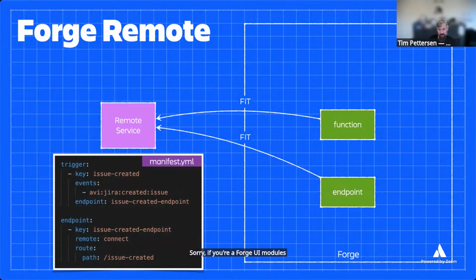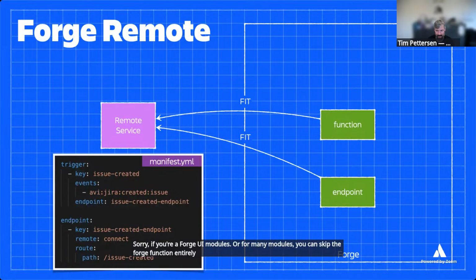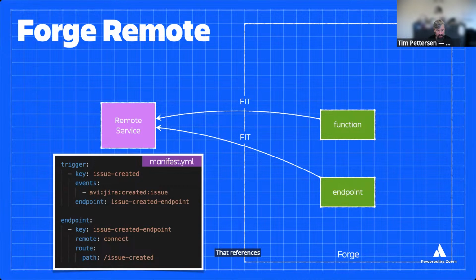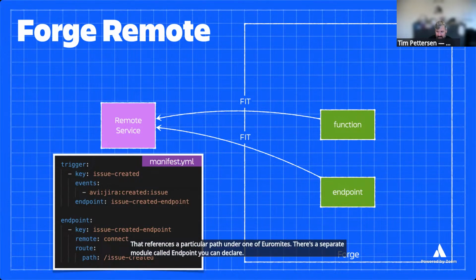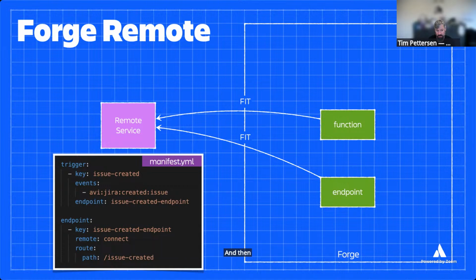Or for many modules, you can skip the Forge function entirely and specify an endpoint that references a particular path under one of your remotes. There's a separate module called endpoint you can declare. And then you can bind your Forge modules directly to that endpoint instead of binding it to a function. So if you do this, it means that when your module is triggered, we'll send the payload directly to your remote endpoint instead of passing it to a Forge function.